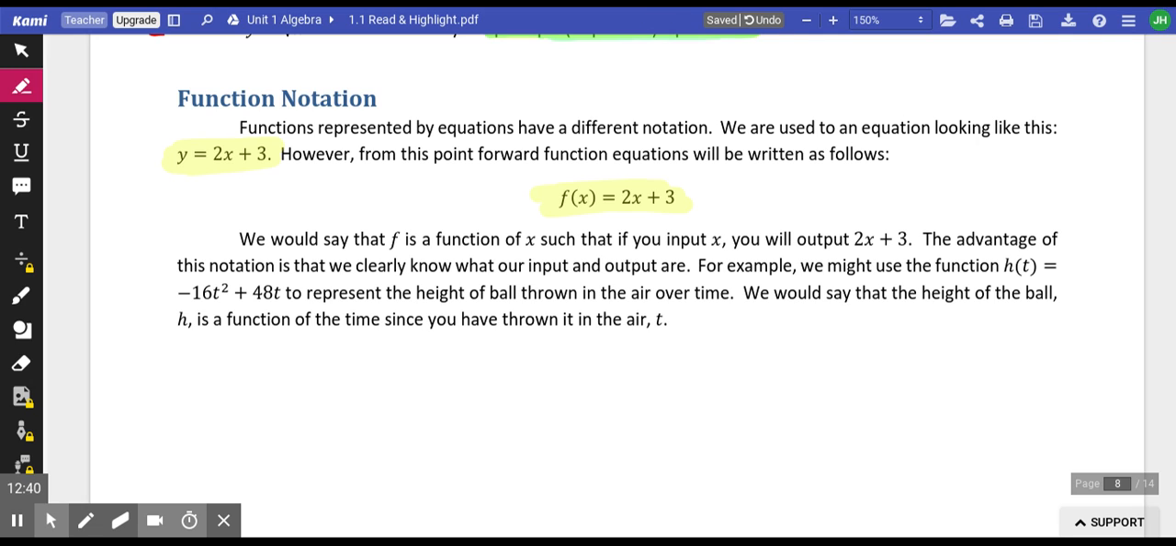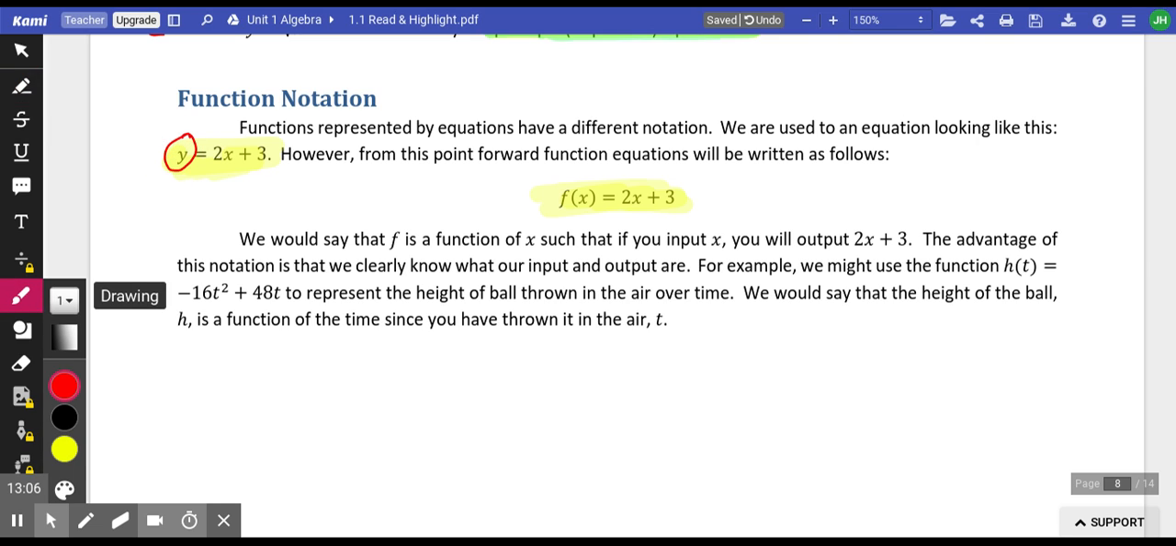What's the difference between those two things? See, sometimes when you're reading and highlighting, you read something and say, all right, well, it says these two are the same, and it's no longer going to look like this one, but it's now going to look like this one. Gee, I wonder why. So I'm just going to take a second and look. What's different? That's right. This one has a y, and this one has an f of x. All right, let's read on and see what's important.